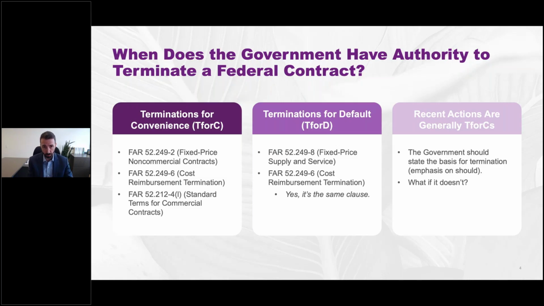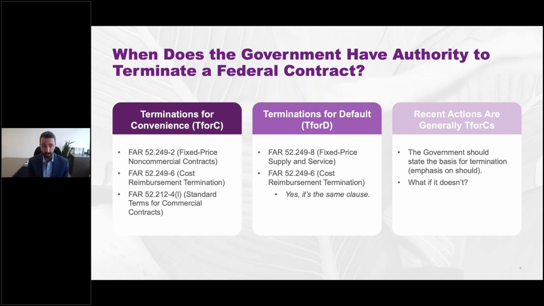But all of these have a termination for convenience right in them. Now, you might see other versions too. Sometimes the government puts in a tailored version. There's a version for construction. There can be a version for services. But you're going to be looking for one of those clauses to see what's there if you get a termination notice. The termination for default clauses I also have here. In a cost reimbursement contract, it's actually just one termination clause, 52.249-6, unless it's tailored, which again speaks to the breadth of that clause and gets into the nature of cost reimbursement contracting.